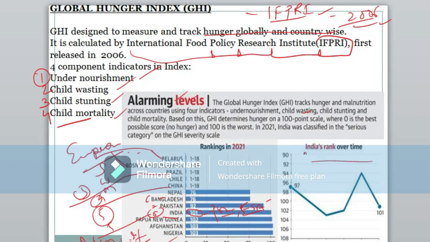India's rank has been seen over time on this graph. Earlier in 2016 we saw it was 97 and now it is falling. So a falling rank shows it is a good indicator. Although in 2020 it rose to 94th position, it declined to 101st position in the global ranking.